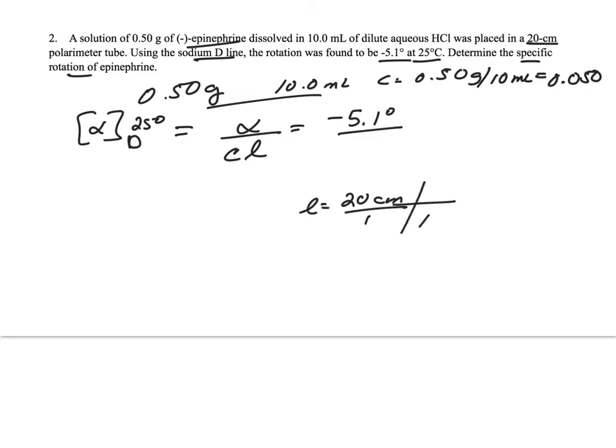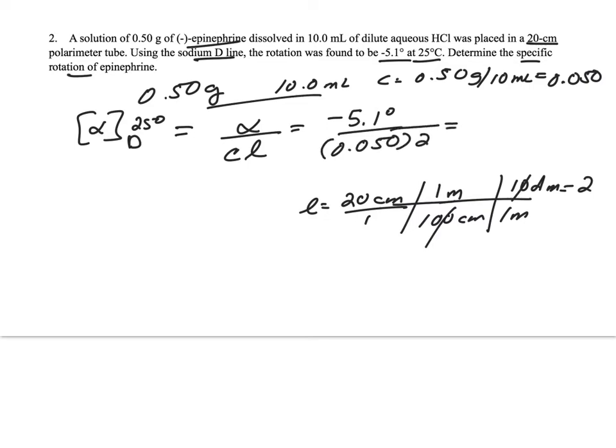Well, you have to convert that to decimeters, so 100 centimeters, 1 meter. For 1 meter, you have 10 decimeters, so cancel out your zeros. 20 divided by 10 is 2, and so you just put these in without units, 0.05 times 2, and that gives you a negative 51 degrees, and it's negative, so you'd say it's negative epinephrine.